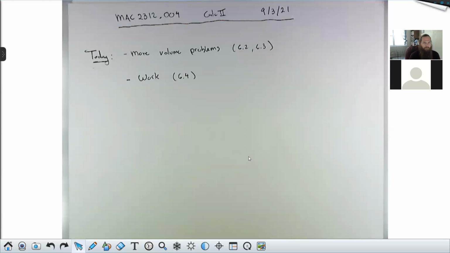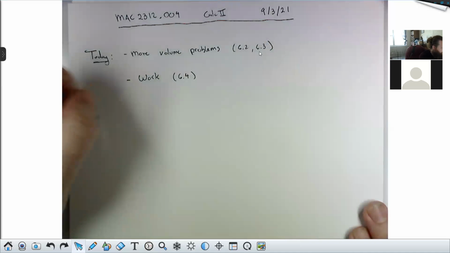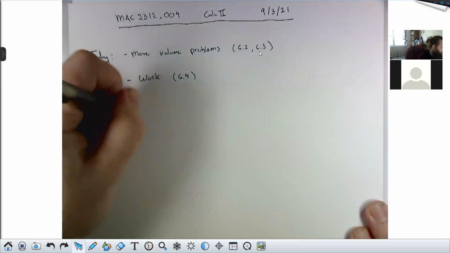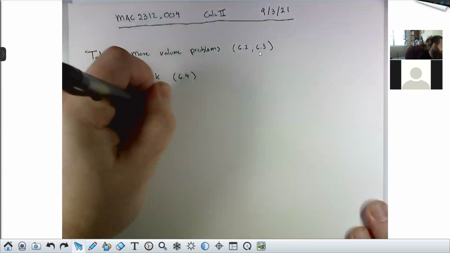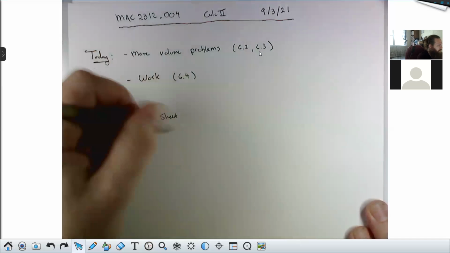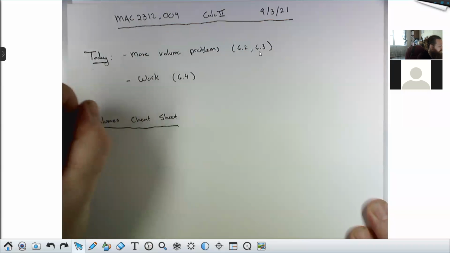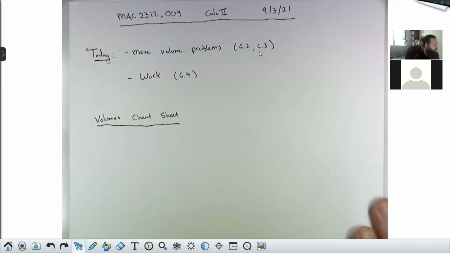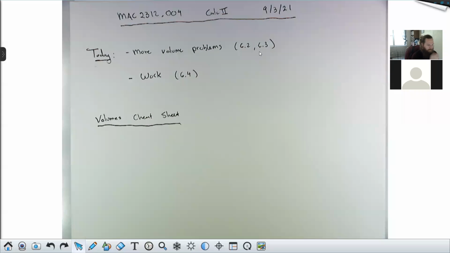Okay. Let's start with a volume problem or two. I'm going to pick the first one, and I'm going to grab it from section 6.3 because I want to make sure we've seen at least a couple examples of each method. Before I do that, here is your volumes cheat sheet. All right, this is everything you really need to remember to solve these volume problems.